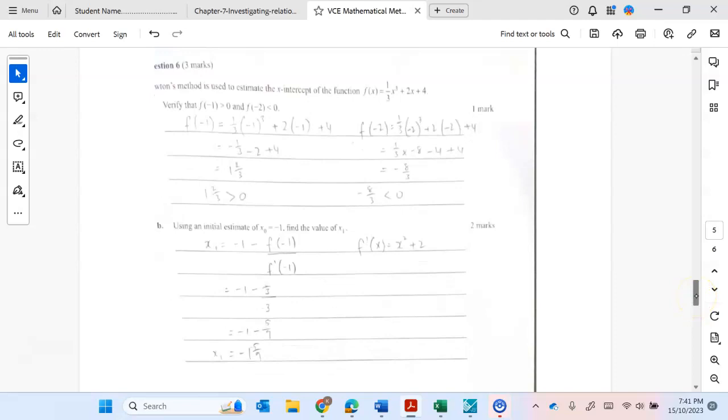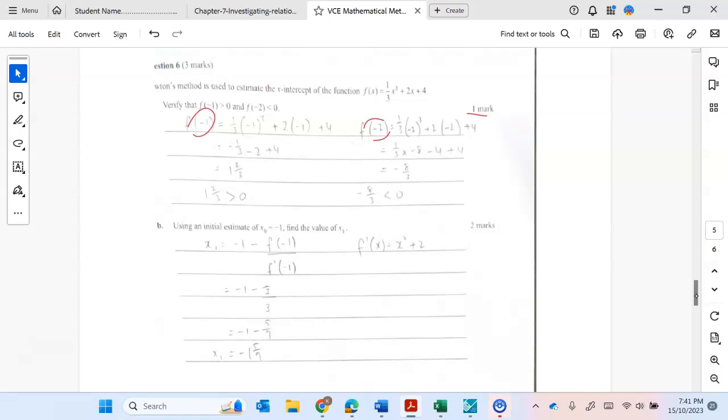Newton's method is used to estimate the x-intercept of the function. I've seen these a lot with cubics, so I'm not going to say it's going to be a cubic on the exam, but I've seen a lot of cubics. Verify that f of -1 is greater than 0 and f of -2 is less than 0. So basically just substituting in x equals -1 and x equals -2. It's just a basic show-that question. So you're just working through. One mark, a bit of work there for one mark, but an easy mark.